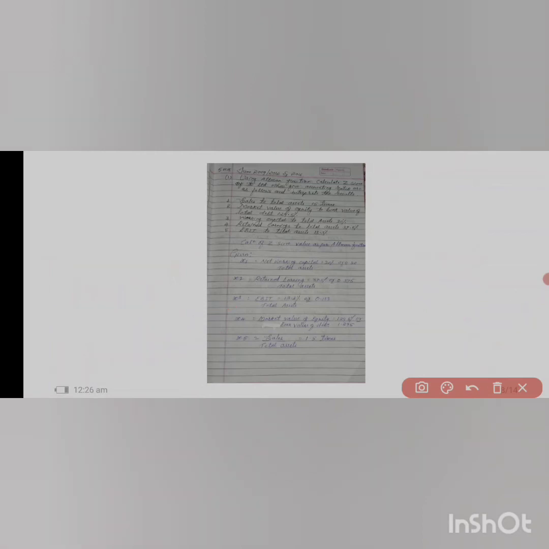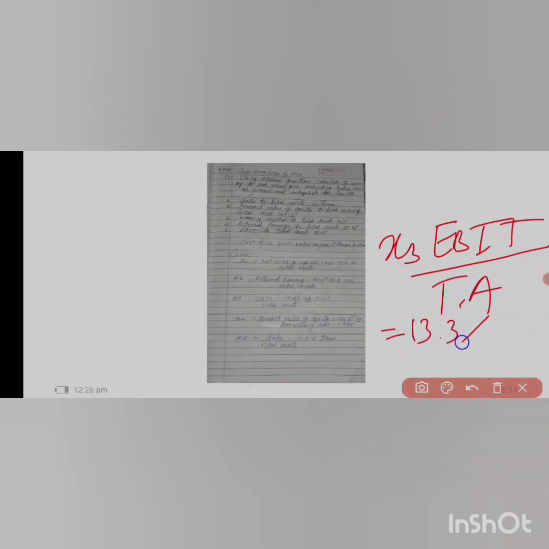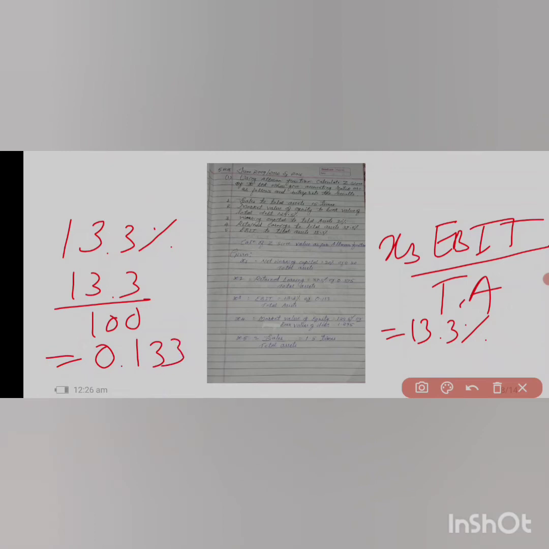Finally, they have given us EBIT to total assets, which is the value of X3. 13.3% they have given. So how do we convert it? 13.3% means 13.3 divided by 100, and you will get the value 0.133. So everything is given in your question.